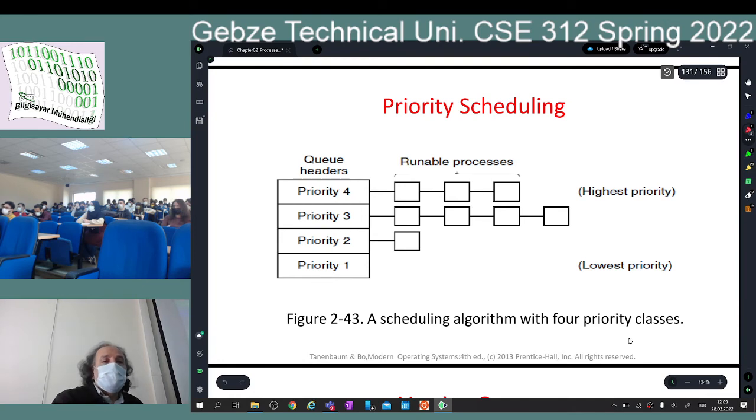That's the highest priority, but the problem is there might be a starvation problem for this one or these processes. So use the idea of aging to boost the priorities of not-running processes or lower the priorities of too frequently running processes.